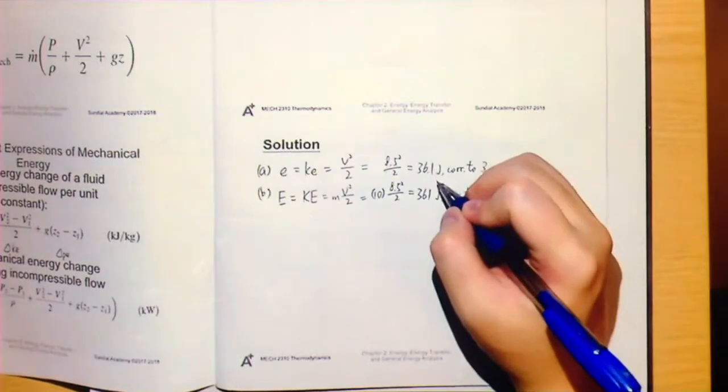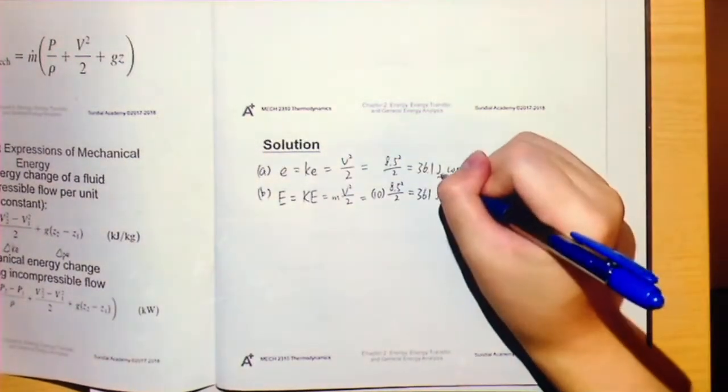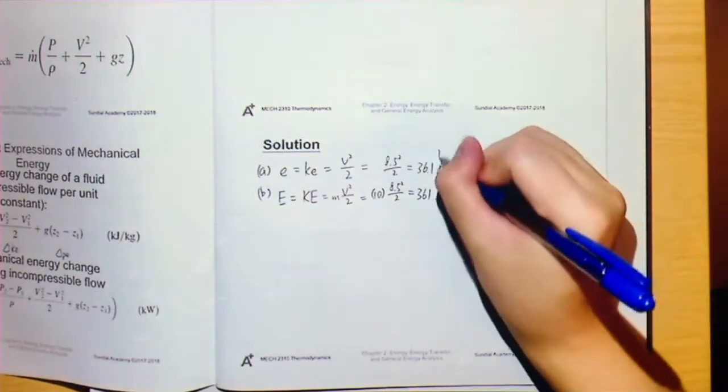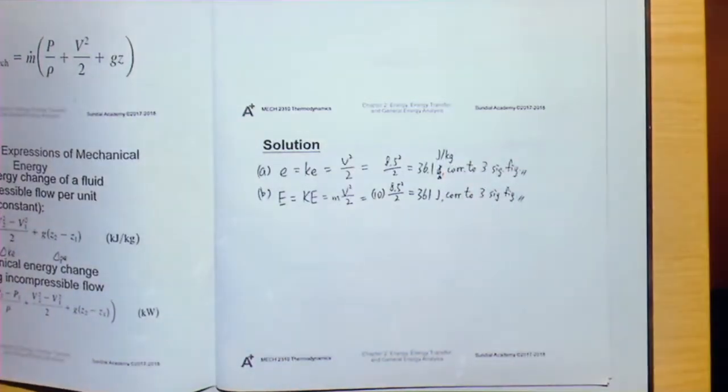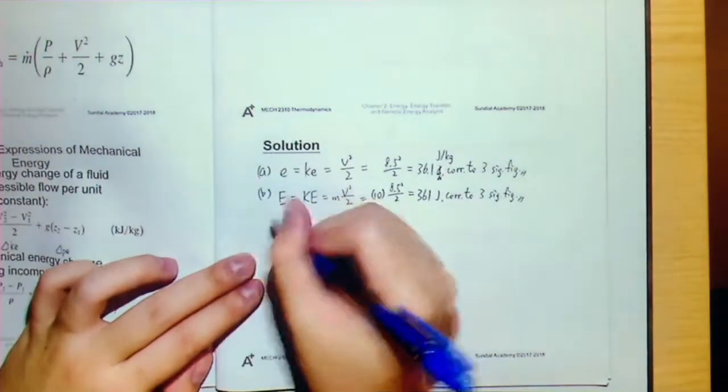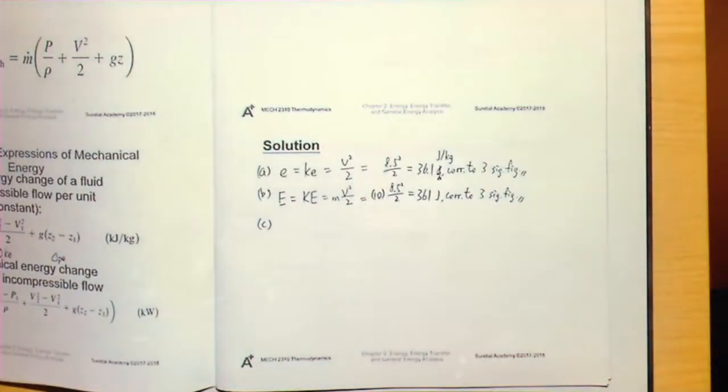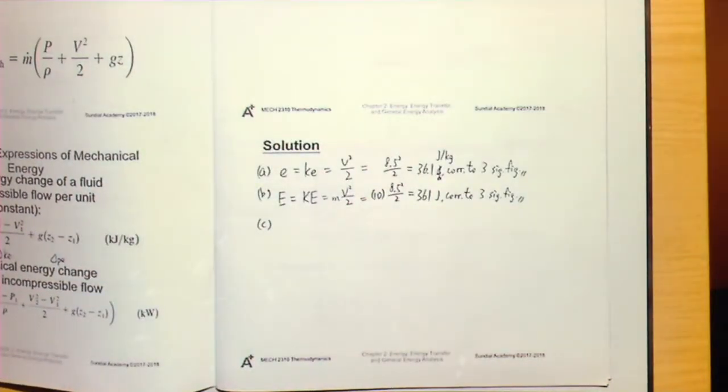Oh, sorry about that. For part A, because it's unit mass, it should be joule per kg. Sorry about that.